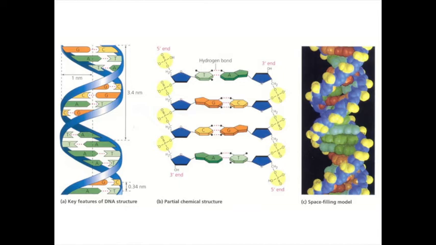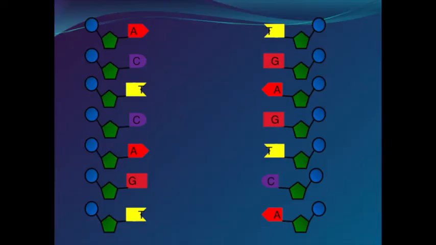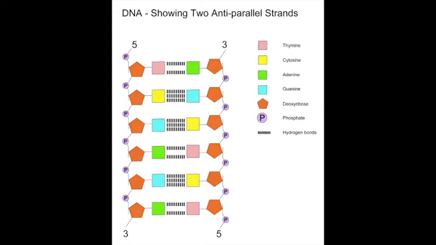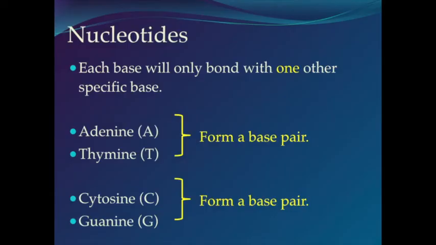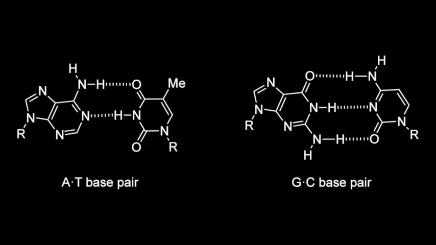A DNA molecule has two strands of nucleotides. The two strands are antiparallel, which means they run in opposite directions. Phosphate is found at the 5' end of a strand, and deoxyribose is found at the 3' end of a strand. Two strands are held together by hydrogen bonds between complementary bases. Adenine bonds to thymine and guanine bonds to cytosine. Adenine forms 2 hydrogen bonds with thymine, whereas guanine forms 3 hydrogen bonds with cytosine.